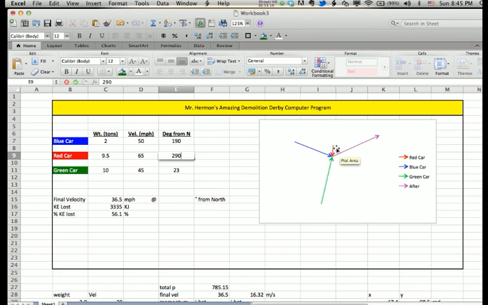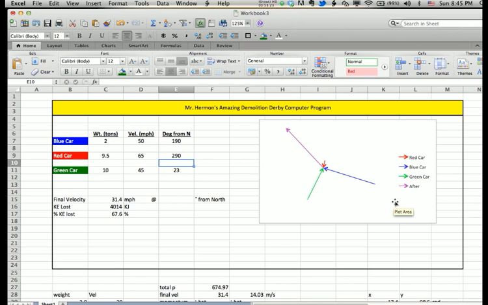Notice how the red car is going down this. If I click 290 and I hit return, now the red car is degrees from north, is not working. Oh man, did I get these cars mixed up? Did I make a mistake somewhere along the line?